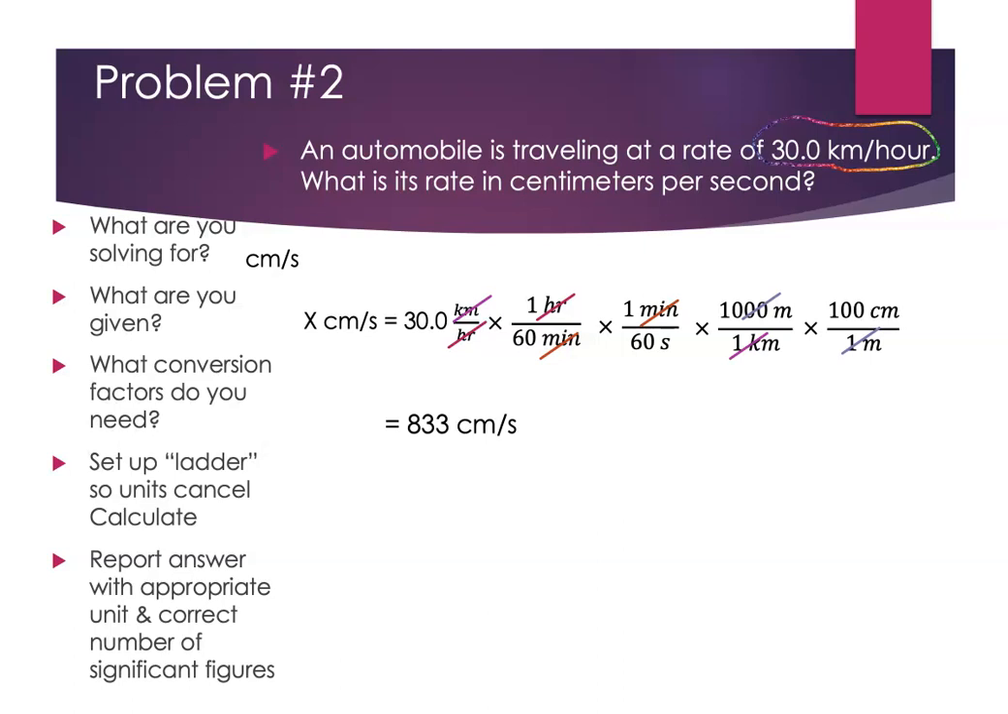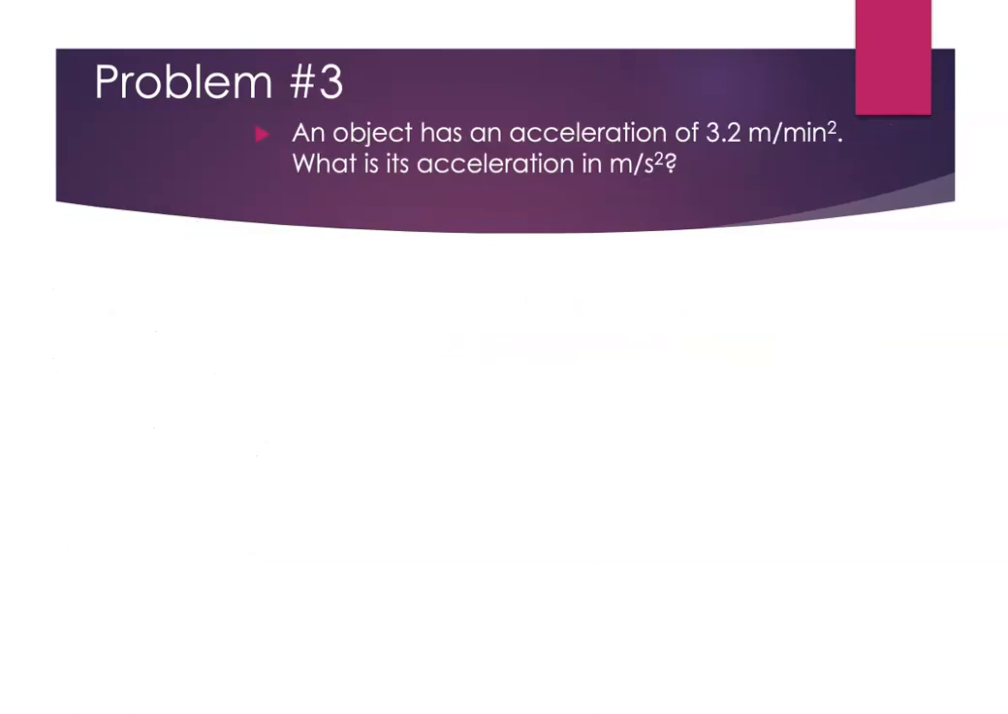All right, let's do one last problem. This problem is actually really important. An object has an acceleration of 3.2 meters per square minute. What is its acceleration in meters per square second? So we have to be careful here because we have square units.